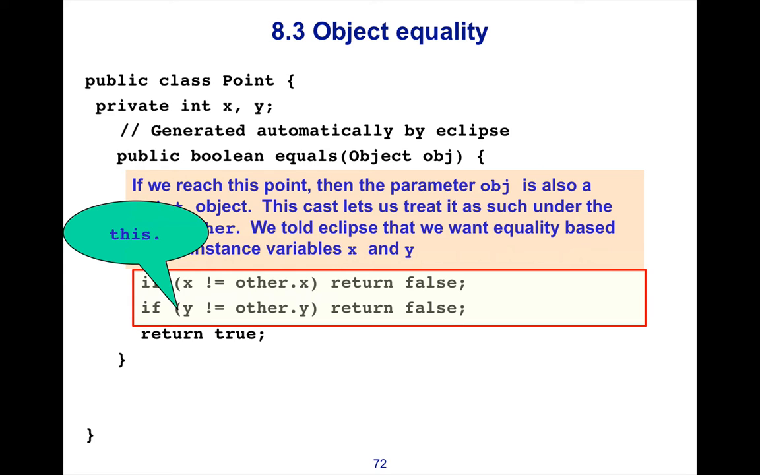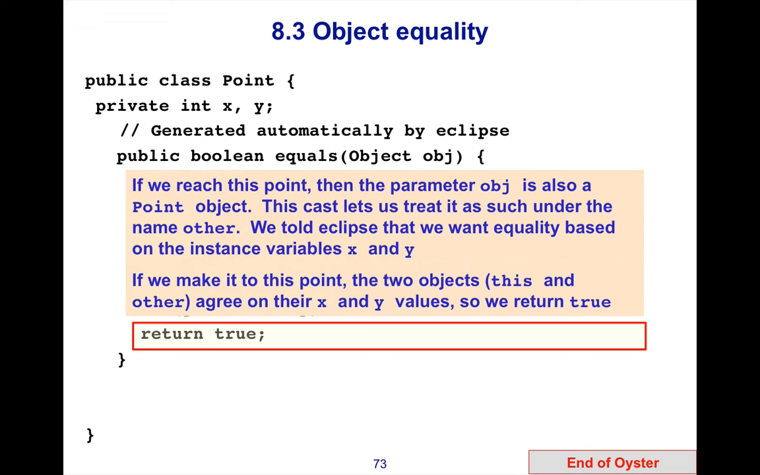If we survive to the bottom line in the code, all the previous attempts to decide inequality were unsuccessful, but what that means is we have an object that's the same type, both objects are the same type, and they also have exactly the same x and y coordinates, in which case we return true.